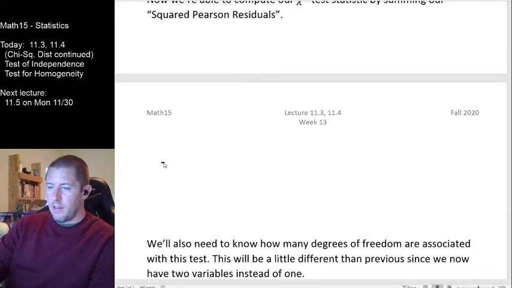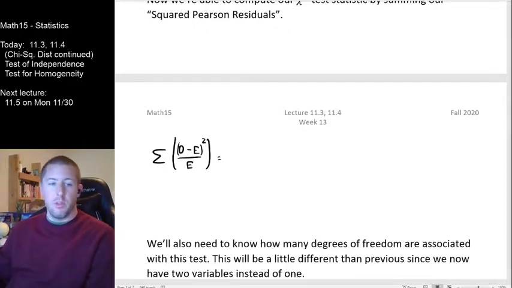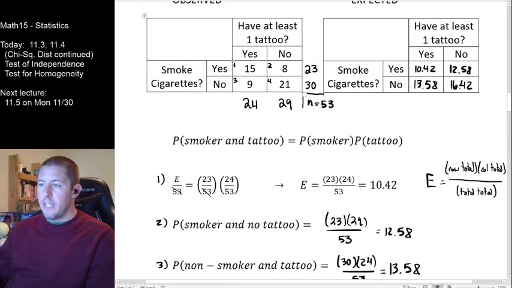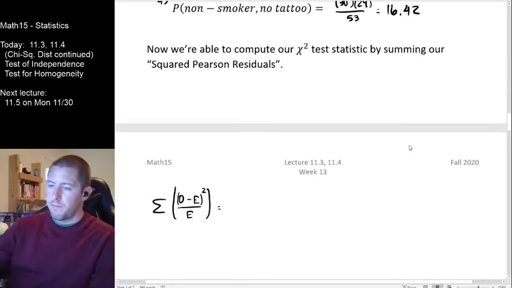So what I'm going to say here is our sum of the Pearson chi-squared residuals, O minus E squared over E. We want to add up all of these. So what do we got? I'm going to do a little bit of up and down scrolling here, but we'll make it. First is our yes grouping. Our observed was 15, expected 10.42.